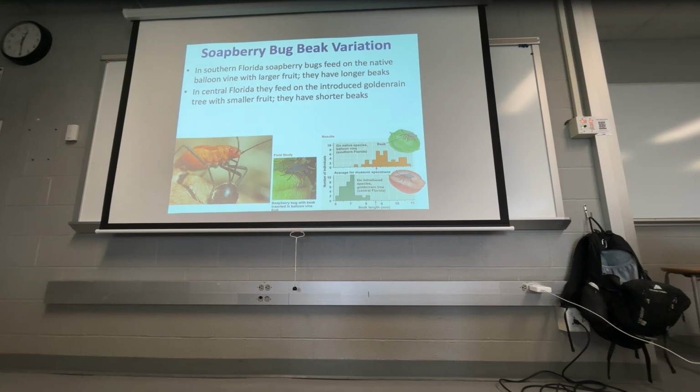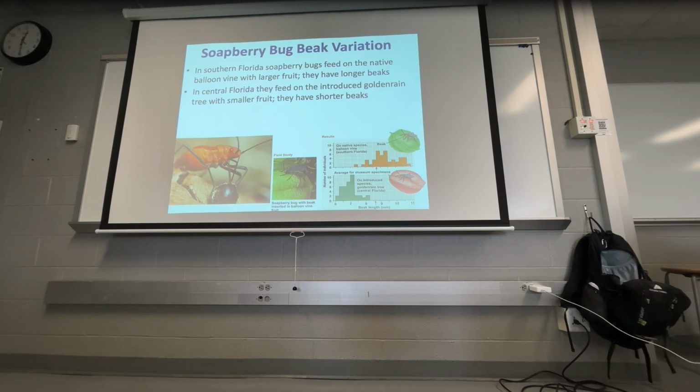Interestingly, in Central Florida, there's a population of these bugs that now have a much shorter beak than the original native population. That's because they feed exclusively on the fruit of the golden rain, which is a smaller fruit with a very thin external shell. So they can reach the seeds faster and feed more effectively on it. And therefore, their phenotype is changing in about 30 years. So you have populations of these soapberry bugs feeding exclusively on the golden rain and populations feeding exclusively on the balloon vine, which is pretty interesting, right?